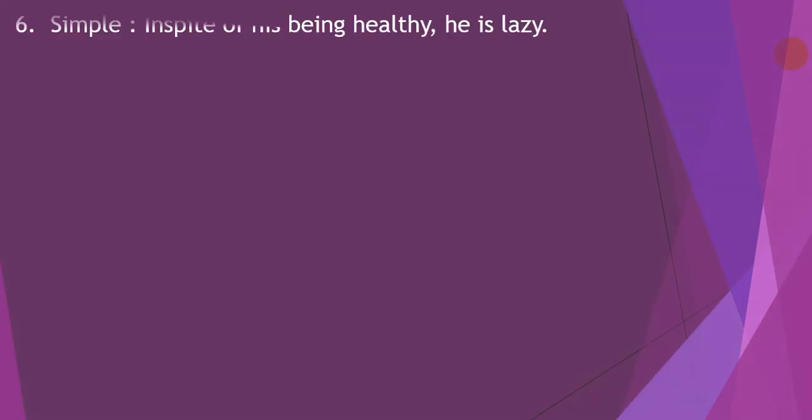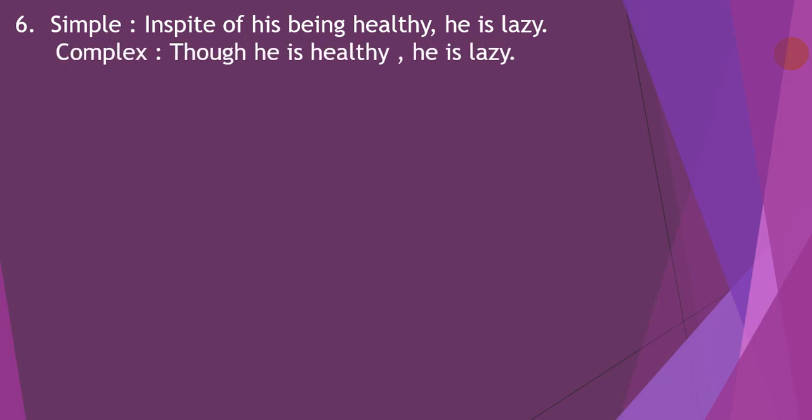Serial number 6. Simple sentence: In spite of his being healthy, he is lazy. Rule: If the simple sentence is done by adding the phrase "in spite of", it will be transformed into a complex sentence by expanding the phrase into an adverbial clause. At first we will write "though" or "although" because both ideas are contrasted. Then subject plus verb plus adjective or noun will be used. After that, the last part of the sentence will be used. Now the complex sentence will be: Though he is healthy, he is lazy.